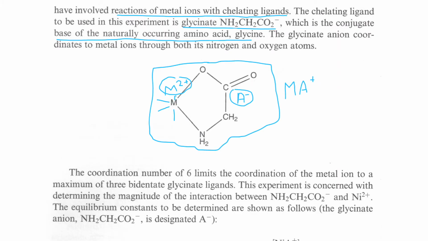In this experiment, we are going to study the chelation of the glycine amino acid, NH2CH2COO-, which is a bidentate ligand. So the metal ion nickel 2 plus is going to take 3 glycinates to fill the 6 coordination sites. Now in this picture you can see the A minus, which is the glycinate ligand, bound to M2 plus, and the other 4 coordination sites are filled with H2O. So MA plus means metal ion nickel 2 plus bound to one glycinate, as you can see in this picture.